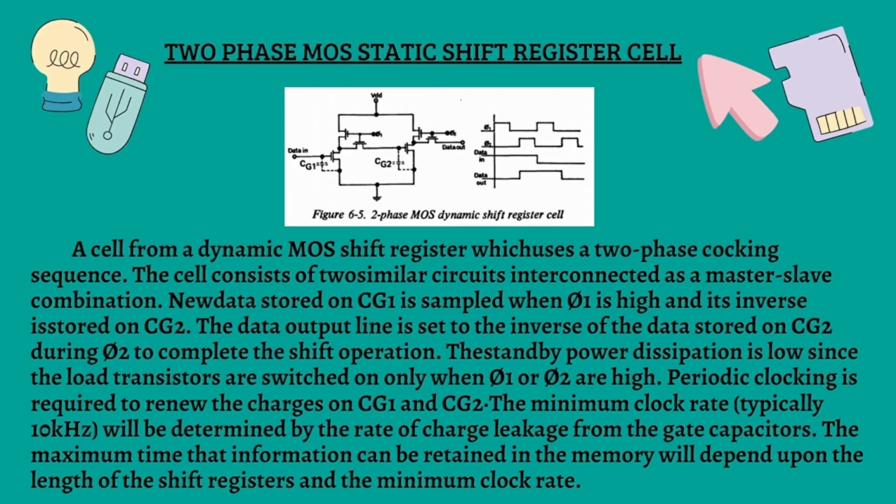The minimum clock rate will be determined by the rate of charge leakage from the gate capacitors. The maximum time that information can be retained in the memory will depend upon the length of the shift register and the minimum clock rate.